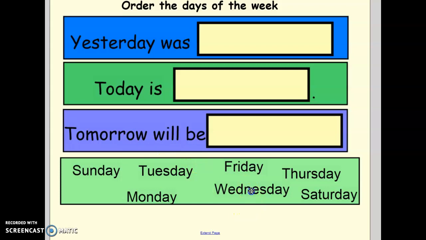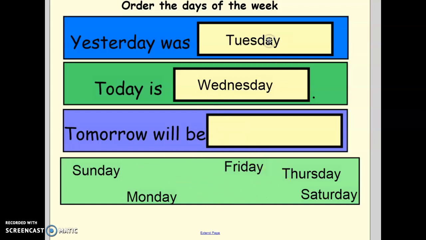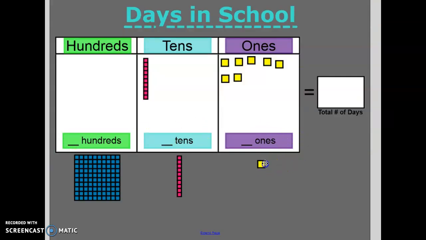I know it is the middle of the week, so today is Wednesday. If today is Wednesday, hop backwards to yesterday. Yesterday was Tuesday. So if yesterday was Tuesday, today is Wednesday. Tomorrow will be Thursday. All right, let's add one more unit.